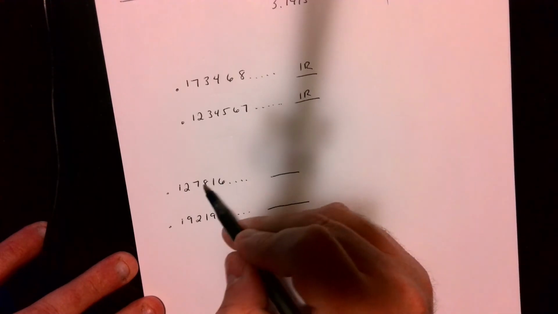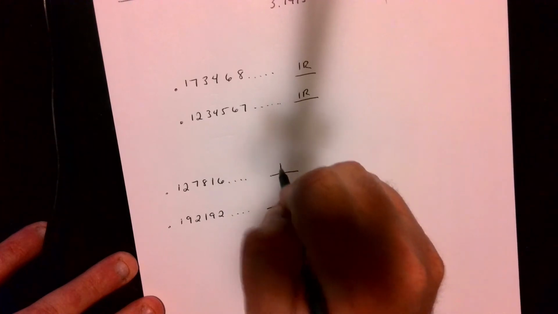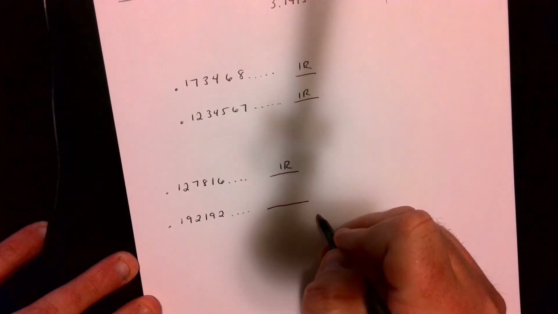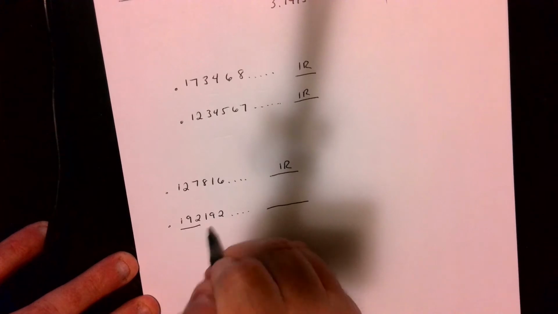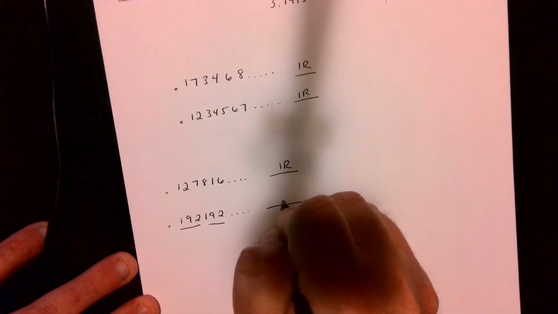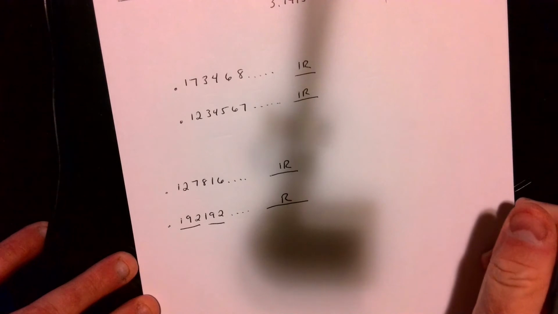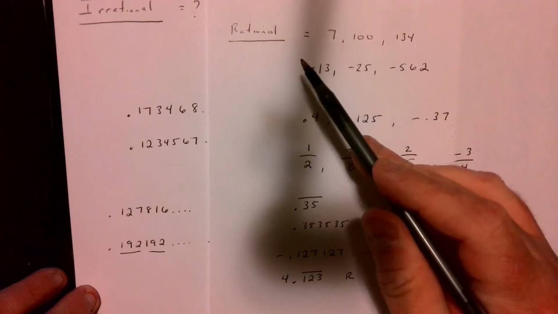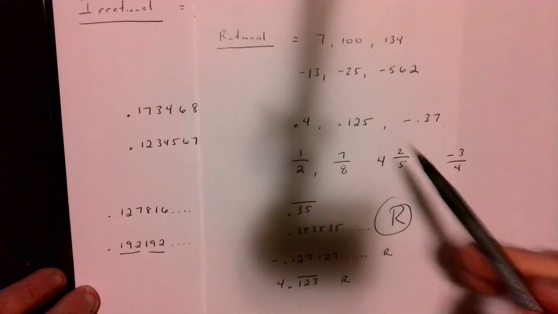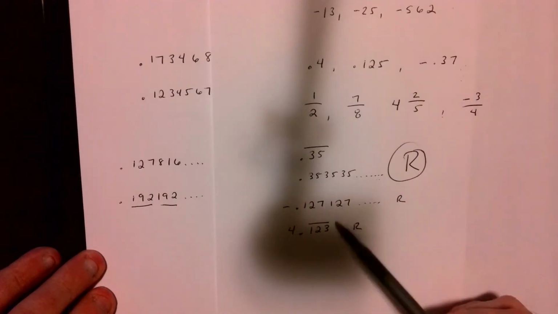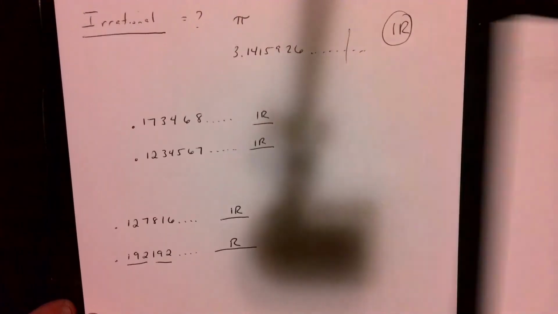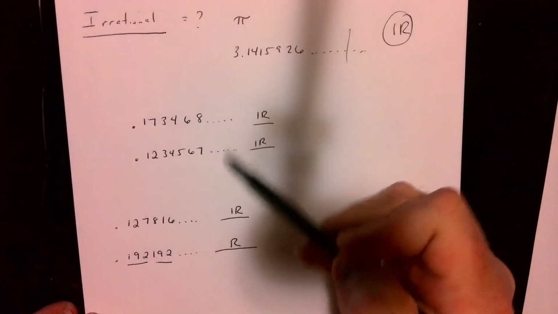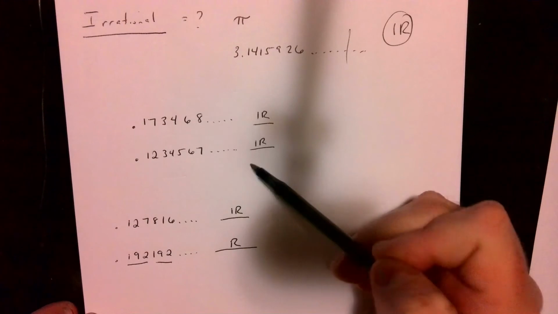The top one, there is no repeating pattern. Hopefully you said irrational. The bottom one, you see 192, 192. It repeats. Therefore, it is rational. But once again, if you see any number that stops, it's rational. Any fraction, it's rational. Any repeating decimal is also rational. The only ones we're looking at irrational are ones that go on forever with no pattern.